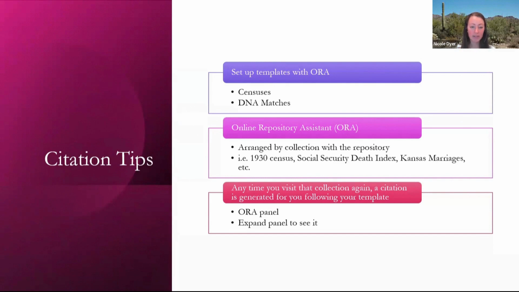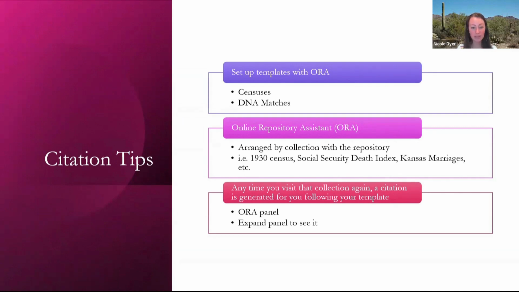Well, this month our tip is about citations. And the tip I decided to share today is about setting up citation templates with ORA. And the two types of templates I'll talk about are censuses and DNA matches. ORA is Online Repository Assistant.